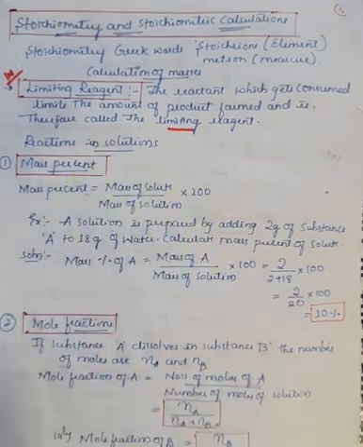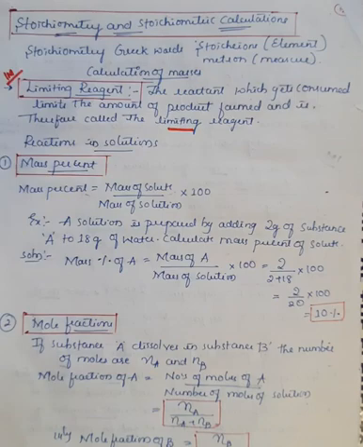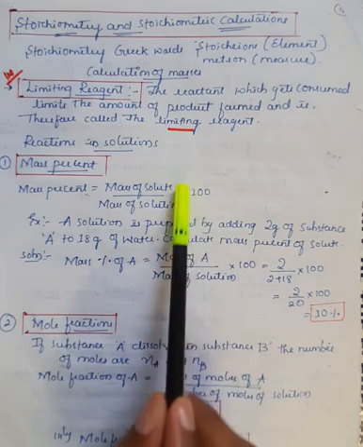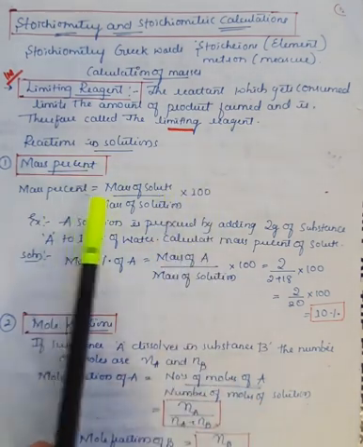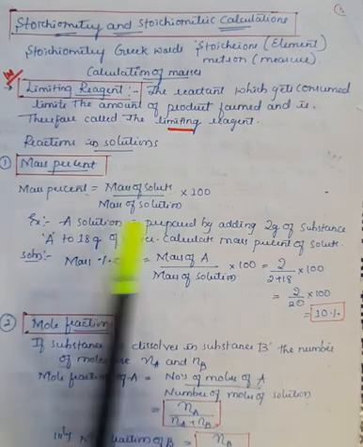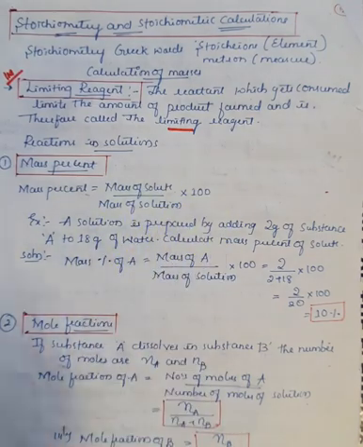Why 100? We need it in terms of percentage. Remember, wherever we multiply by 100, it is to calculate the percentage value. Therefore, mass percent is equal to mass of solute divided by mass of solution into 100.